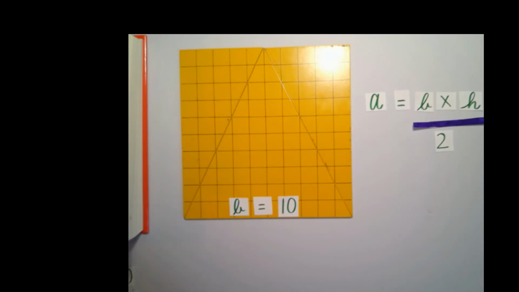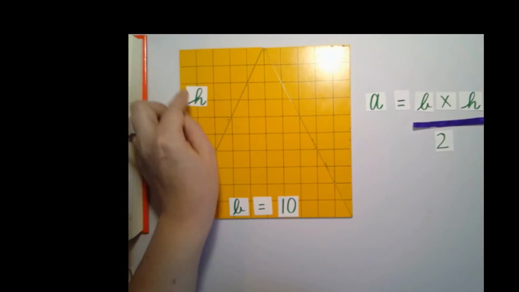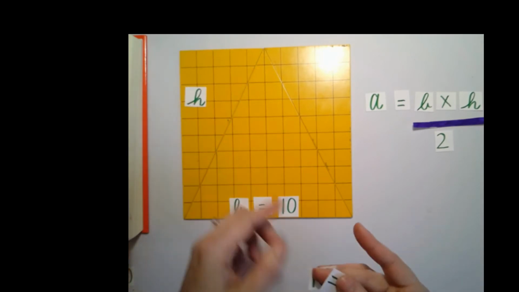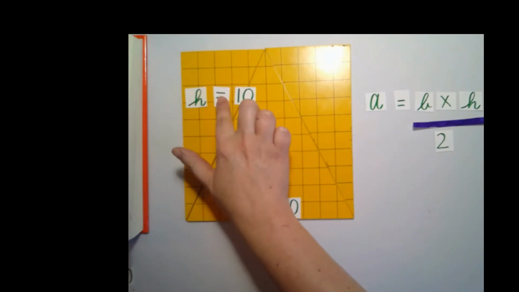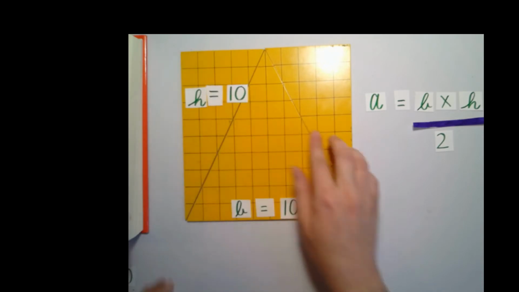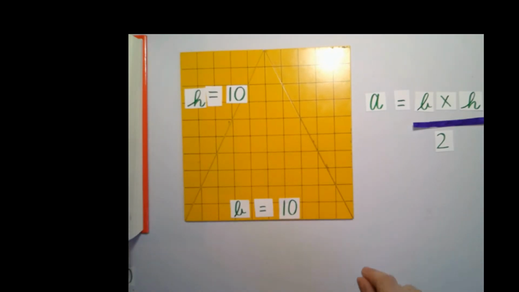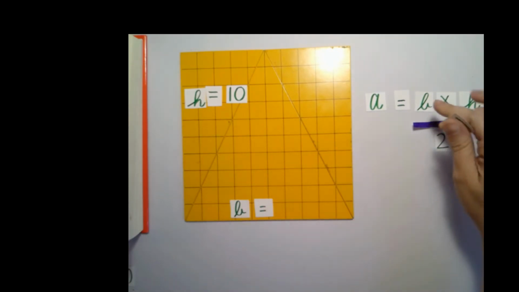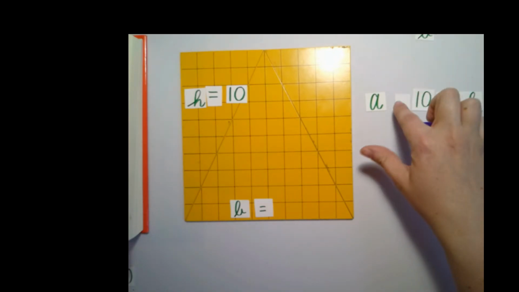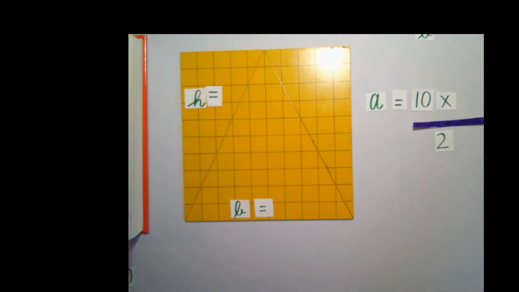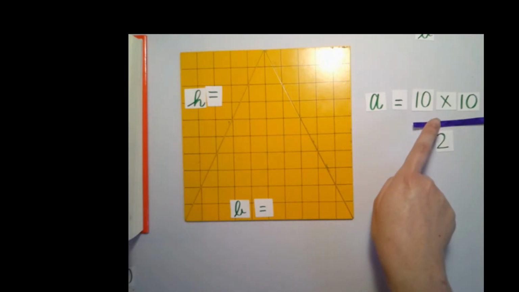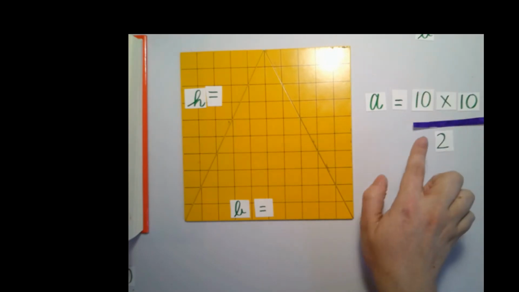I bet some of you already know what the area is going to be, or at least what the doubled area is. All right. So we have our base, which is 10, and we have our height, which is 10. So just like before, we're going to replace our base with our measurement, 10. And our height, where we've doubled the area, is also 10. So now, our area equals 10 times 10, and then we'll divide that answer that we get by 2.